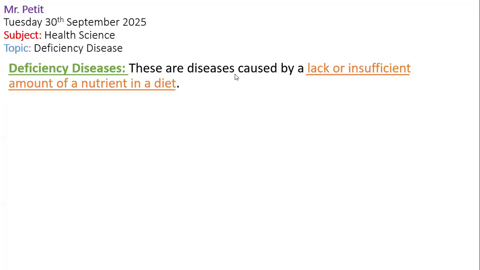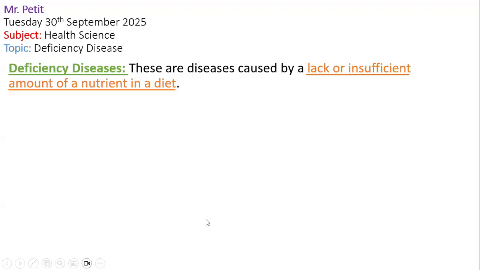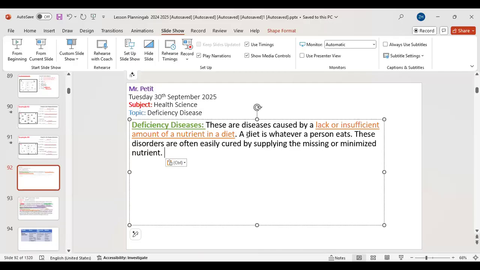Very good. Now, when I say in a diet, what do I mean by a diet? What you eat? Eating healthy foods. Okay. So when I say a diet, I do not mean like when people say I'm going on a diet. That's not what I mean by a diet in this context. A diet is basically what you eat. A diet is your daily regimen, what you eat. So a diet is whatever a person eats.